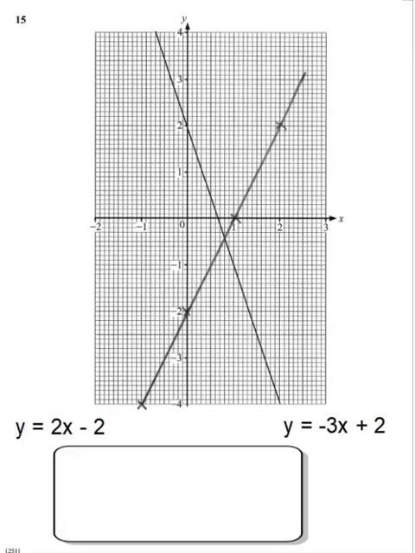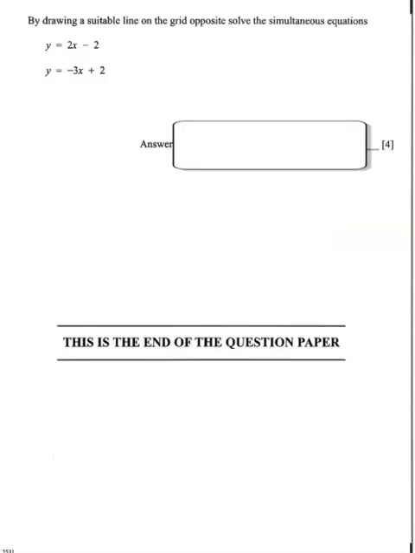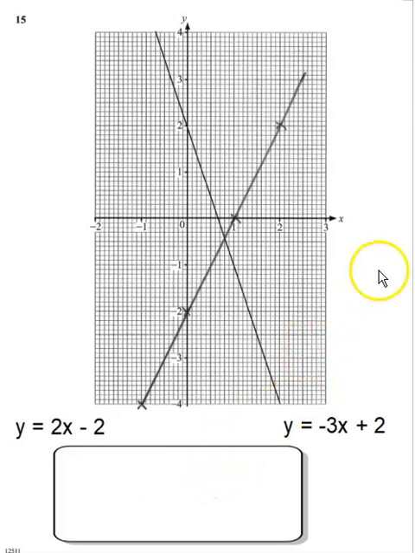So for question 15, it's a graph. It's the simultaneous equations graphically. So if we look at the question, it says, by drawing a suitable line on the grid opposite, solve the simultaneous equations. y equals 2x minus 2 and y equals minus 3x plus 2. Now in the question, this line here has been drawn for you. Now you have to figure out which one of these equations would be this line.